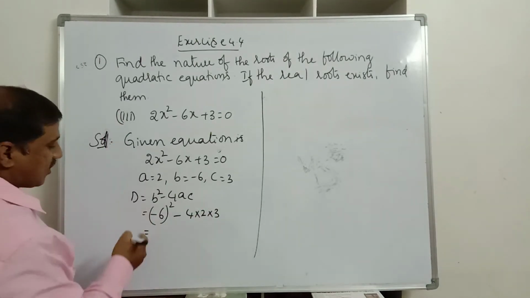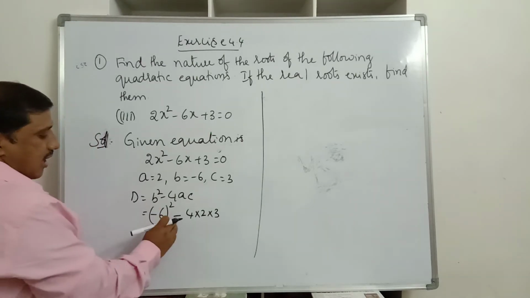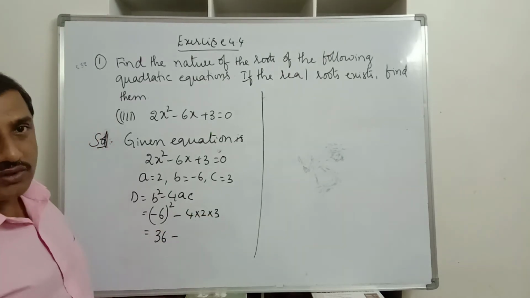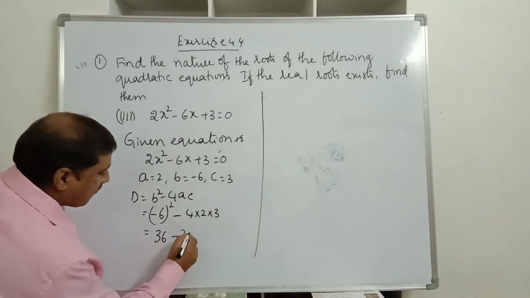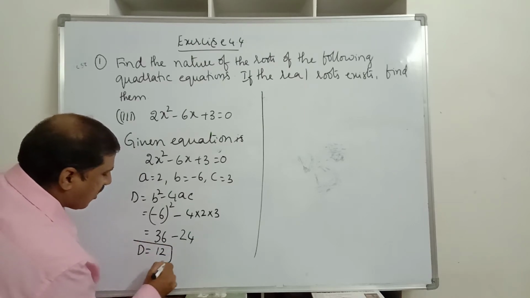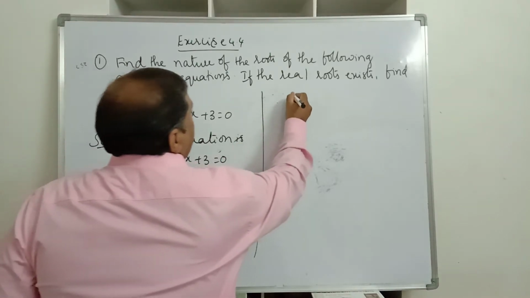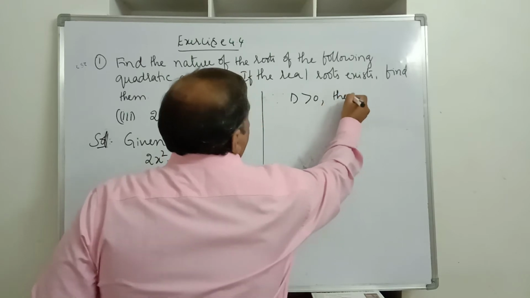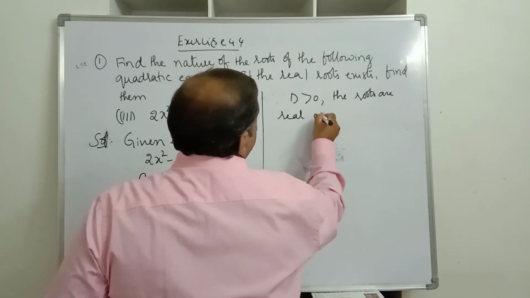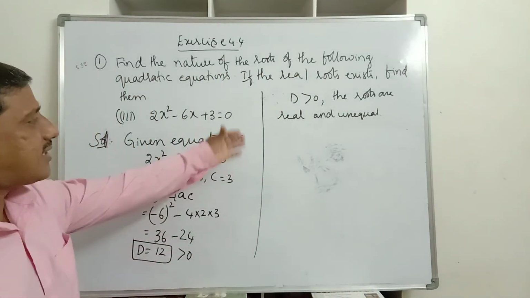Minus 6 whole square is 6 square, it is 36. Minus into minus is plus, therefore it is plus 36. Now minus into plus is minus. 4 into 2 is 8, 8 into 3 is 24. That is 36 minus 24, it is 12. So d is equal to 12 and it is greater than 0. Since d is greater than 0, the roots are real and unequal. So what kind of roots will we get if d is greater than 0? It is real and unequal.